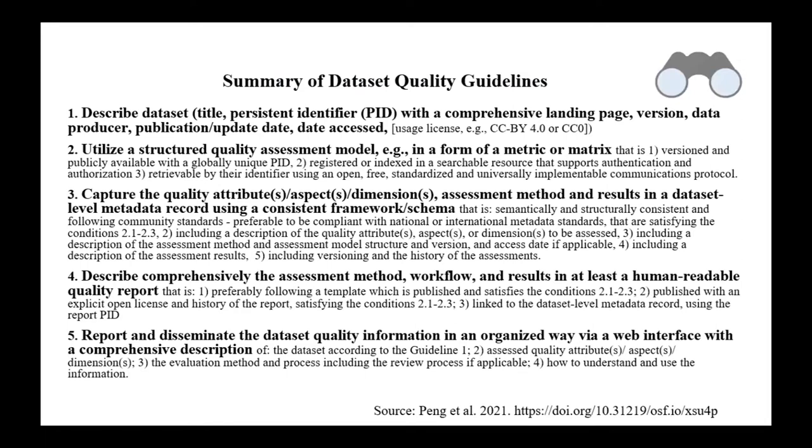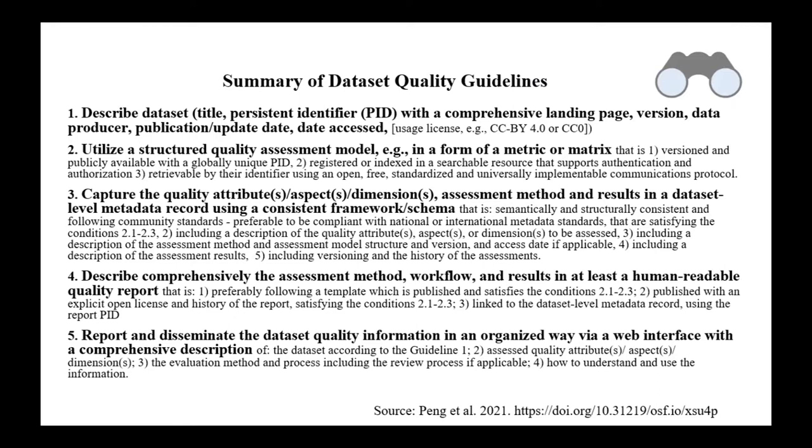And just as a quick summary of the principles, there are five of them. The first one is to describe the data set, where we would have a title, a persistent ID. So it has a comprehensive landing page with the version and all that kind of information. The next is to utilize a structured quality assessment model. And this could be in the form of a metric or a matrix.